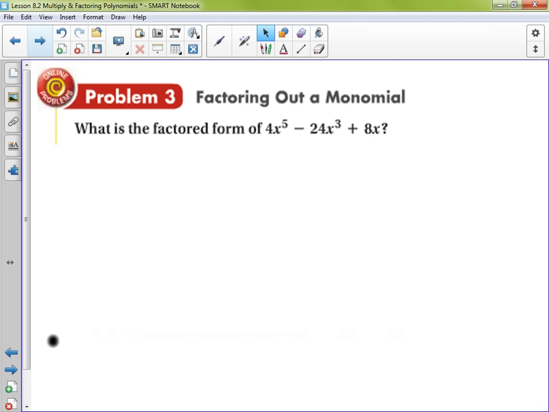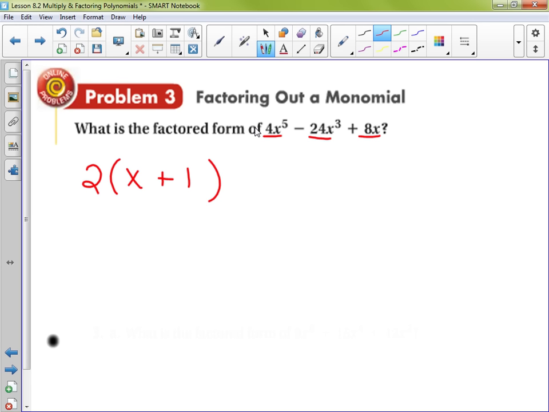Okay, if I have an expression like this one, 4x to the fifth minus 24x to the third plus 8x, I can find the greatest common factor, but then what I can do once I've found the greatest common factor is factor it out. Now, I don't think you've seen factoring yet. Let me describe it to you in this way. If I have an expression like this, what I do with the 2 is I distribute it. And I get 2 times x plus 2 times 1, or I just get 2x plus 2.